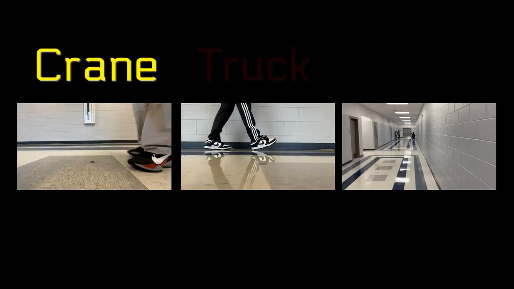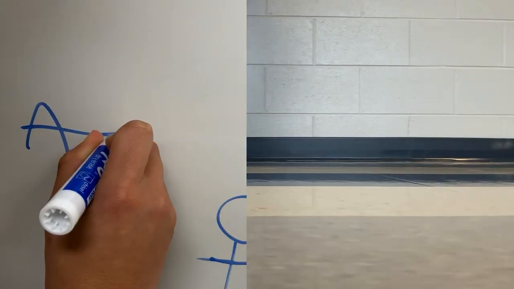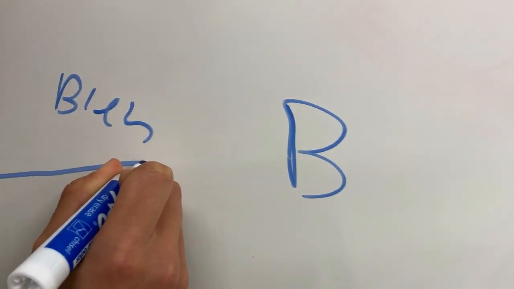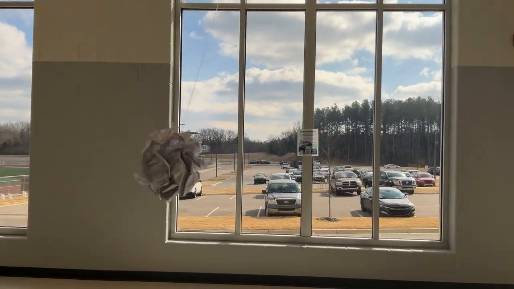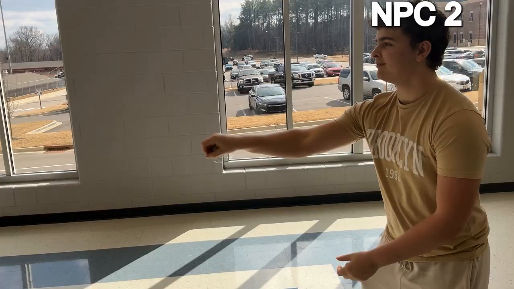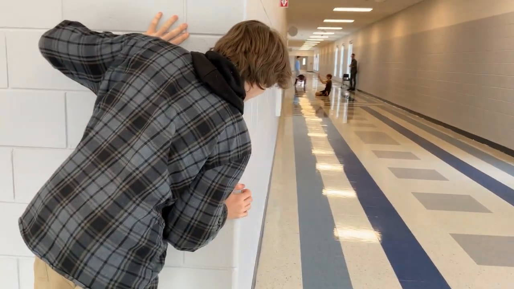Up next, we have truck. Truck can be used to follow a person walking, or it can be used to track along a line. It can also be used for moving objects, like in this example, where a paper ball is being passed from one character to another. Another use is revealing what a character is doing, such as peeking around the corner.